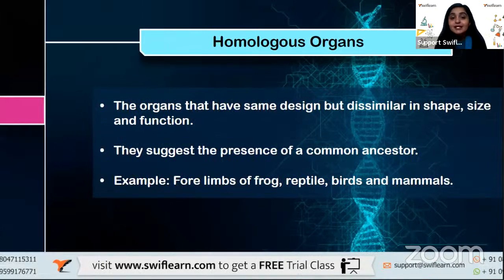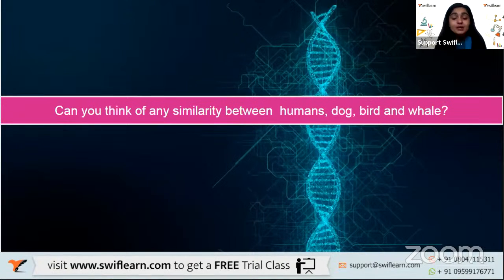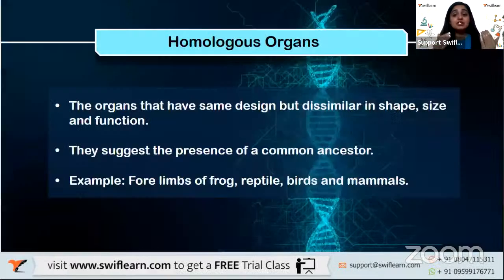Similarly, if you look at the question here, there are human, dog, birds, and whale. We have a similar kind of bone structure, but how we use them is a little different, and that's how they have a common trait in all of them. We will read a little bit more detail of this particular topic. So they suggest the presence of a common ancestor. For example, the four limbs of frog, reptile, birds, and mammals.